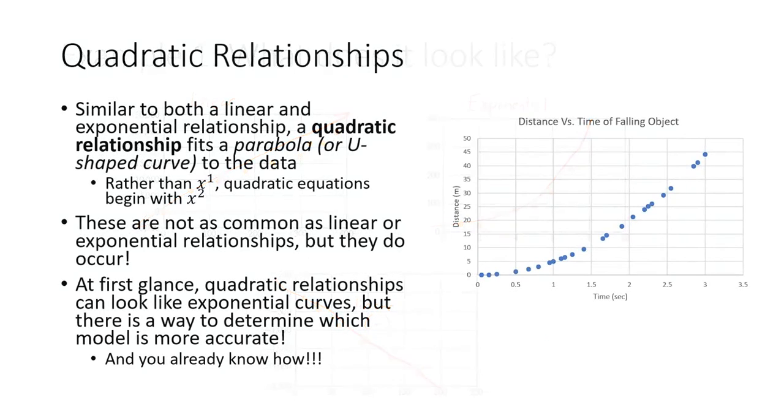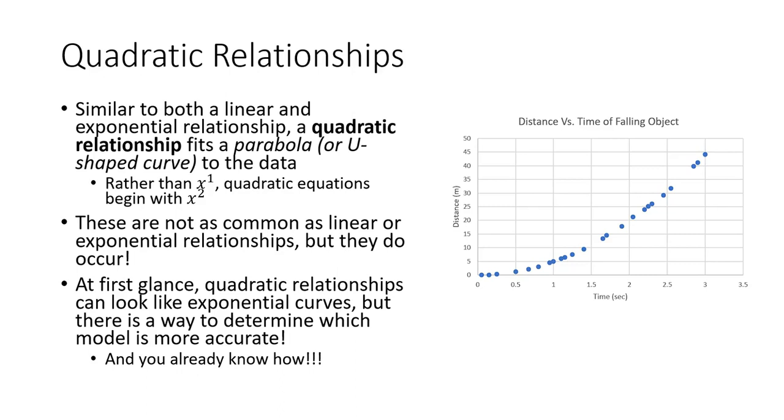Similar to both linear and exponential relationships, the quadratic relationship just fits another shape of a curve to a particular data set. Quadratic curves are parabolas, or essentially U-shaped curves. And rather than being x to the first power, like a linear function or a linear equation, quadratic equations begin with x squared. Quadratic relationships are not as common as linear and exponential relationships, but they do occur.